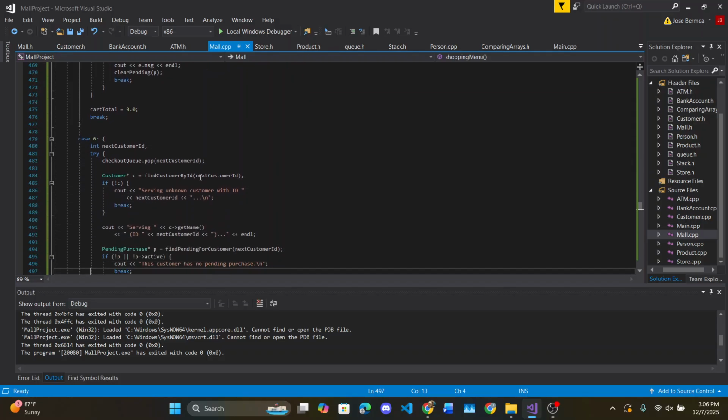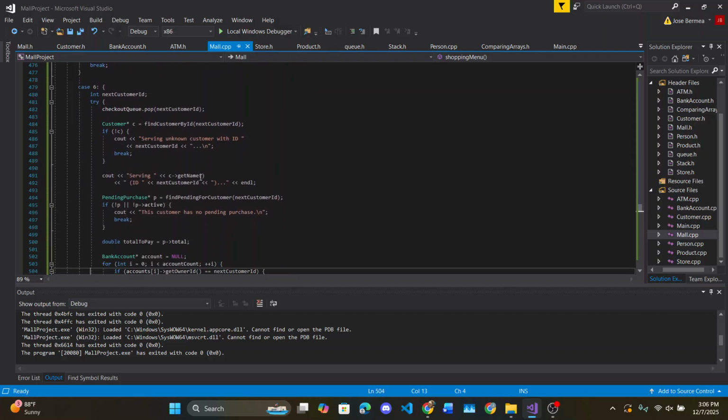Now over here, this is the stack. We pop them from the queue, check for pending purchases, find a bank account, check for funds, push customer into the transaction stack and all that.